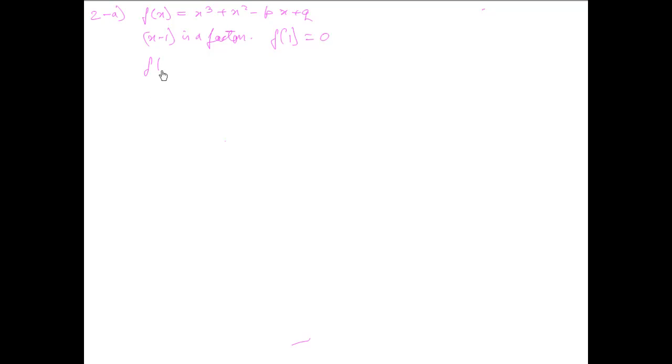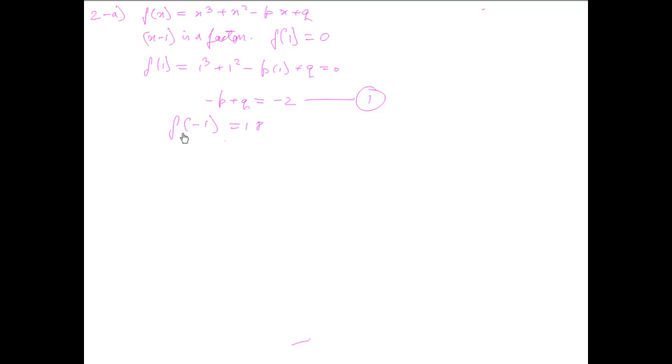So f of 1, children, would come out to be 1 cubed plus 1 squared minus p times 1 plus q, which is equal to 0. That gives us minus p plus q is equal to negative 2. That's equation number 1.